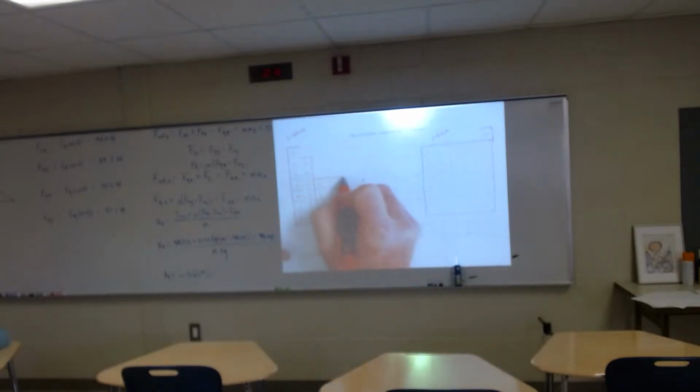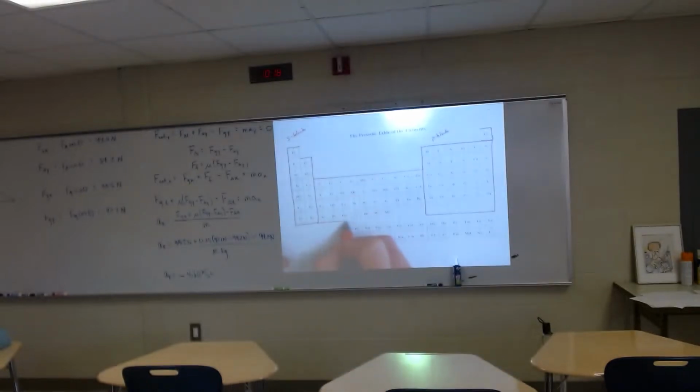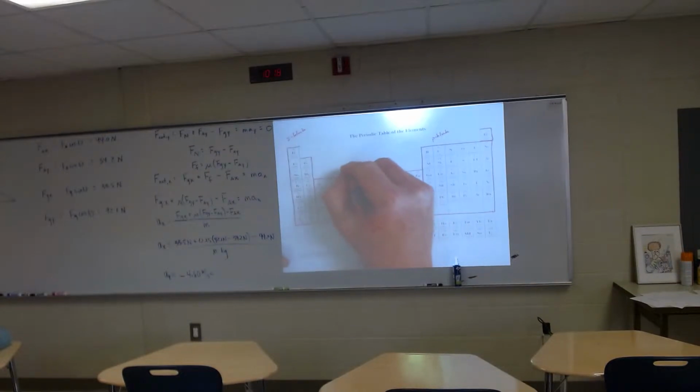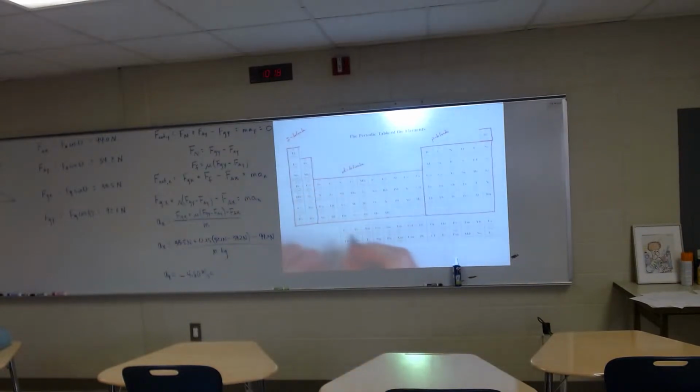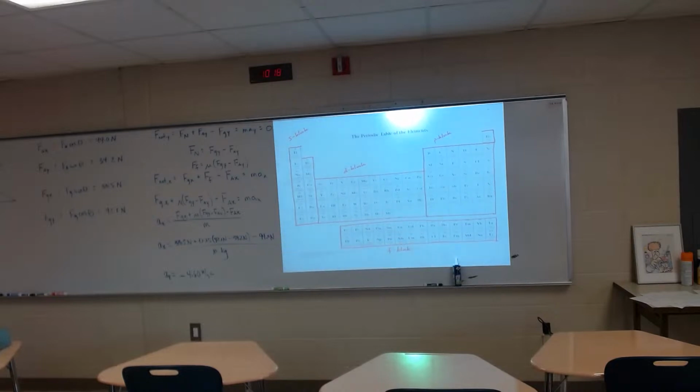P block, the ones in the middle. D block. Write these down here. F block. All right, S, P, D and F, you gotta know that. Obviously, we number the rows 1 to 7.